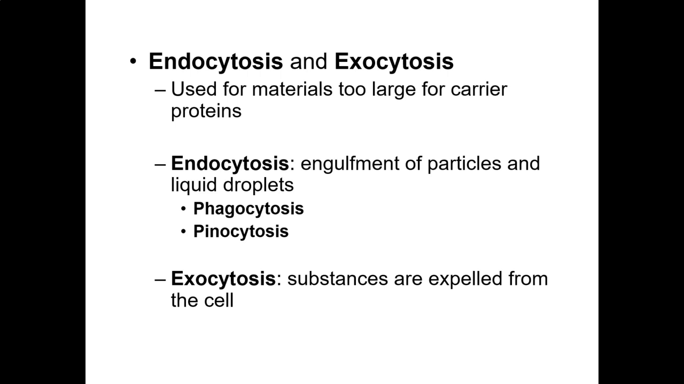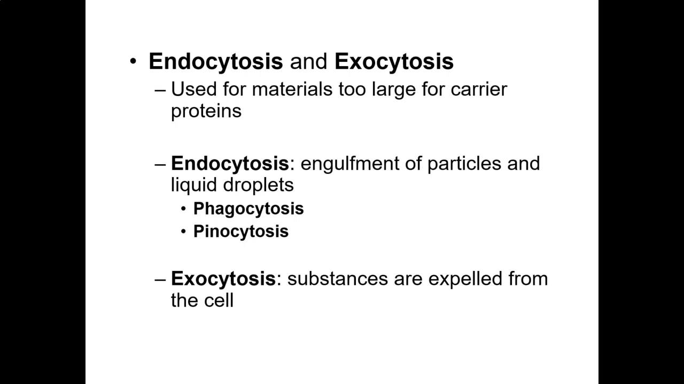Endocytosis deals with engulfment of particles and liquid droplets. So literally, the plasma membrane kind of reaches out and makes a little vesicle and pulls something in. Phagocytosis deals with solids, and pinocytosis deals with liquids. But endo, meaning inside, endocytosis means something is being brought into the cell via vesicle.